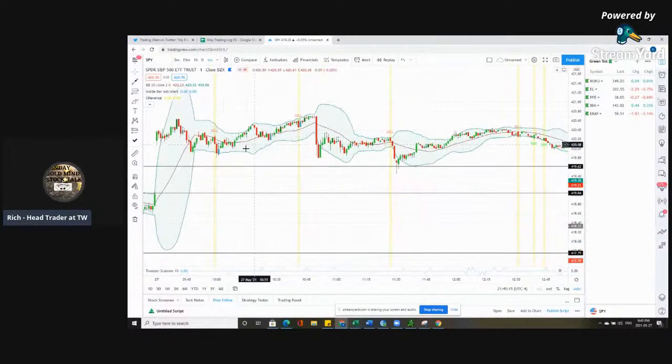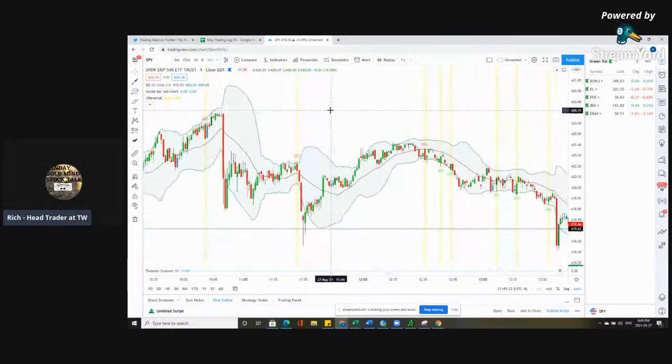Where's 930? Here we go. Outside bar right here. Take that short. Bam. Outside bar over here, followed by an inside bar. That's a little winner. Outside bar here. Bam. Winner. Look at that. You see?